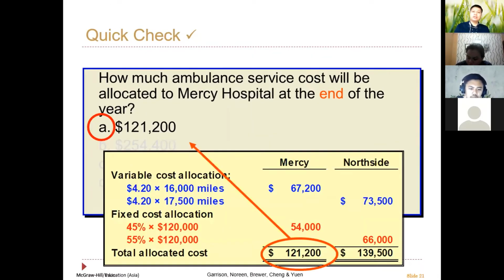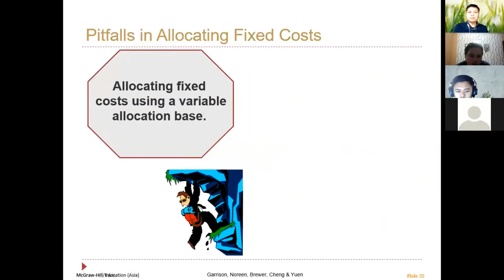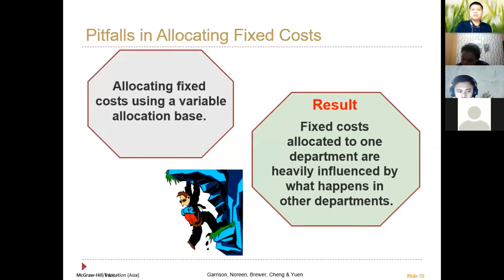So here is the computation. For Mercy, 4.20 times 16,000. That's 67,200. And then 45% of 120,000, that's 54,000. So the total here is 121,200. So if you'll be asked, how much will be for North Side? The answer is 139,500.